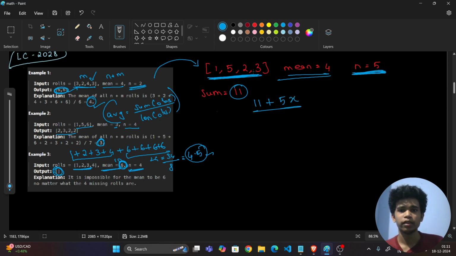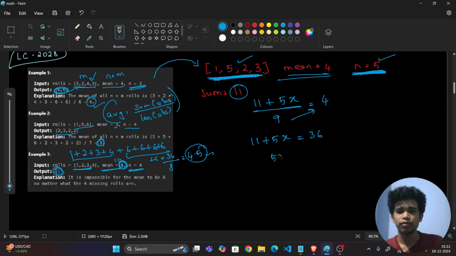Divided by the total number of values: here there are 4 values, here there are 5 values, so 5 plus 4 is equal to 9, right? So instead of this I directly write 9. So it's equal to the mean, which is 4. Can you understand how I framed this equation? Just see here: the sum of this array, the known observations, plus the unknown observations, 5 times x. This x needs to be found out, divided by the total number of observations, is equal to the mean. Now just cross multiply.